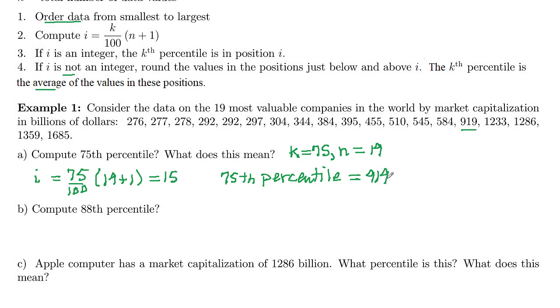And what does that 919 mean? That means that 75% of the market cap values are at or below 919.